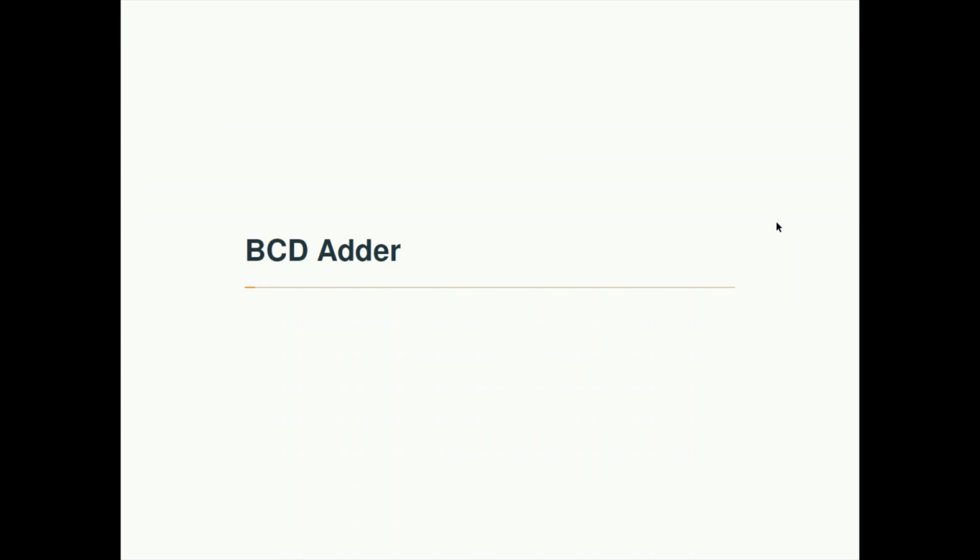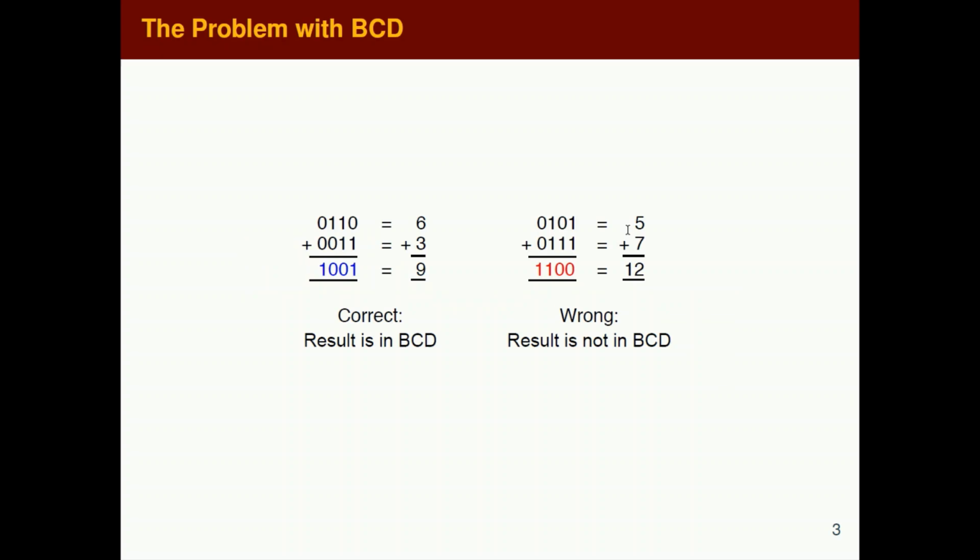So okay, this is the first one, BCD adder. The problem with BCD is when you have 6 plus 3 you get 9. So BCD will display 1001 to represent 9.